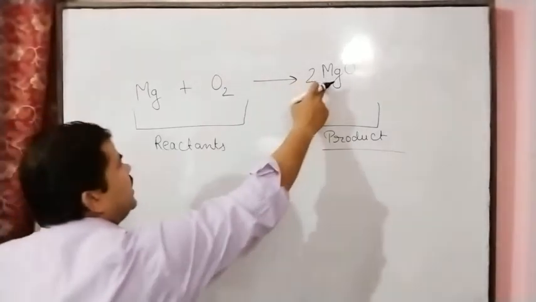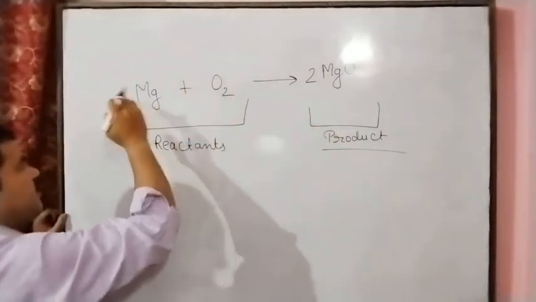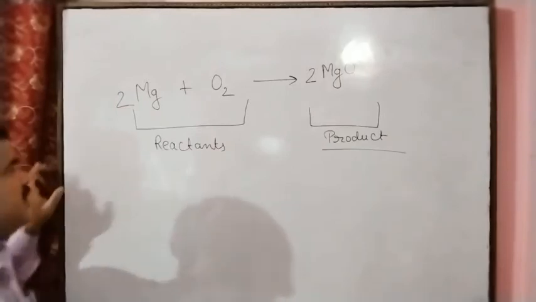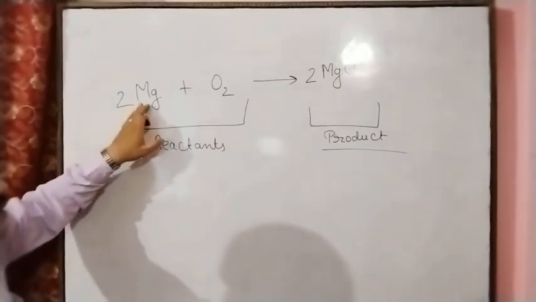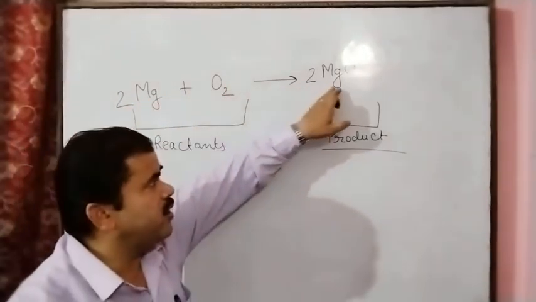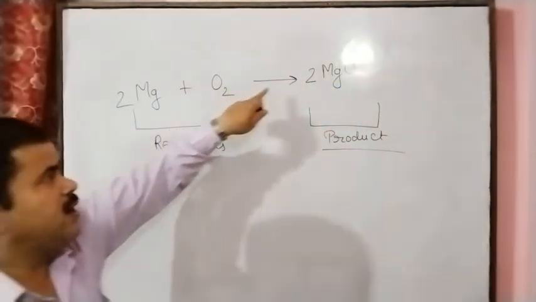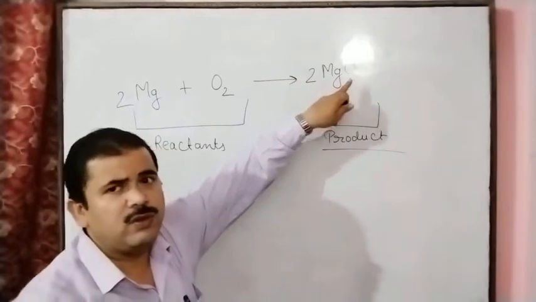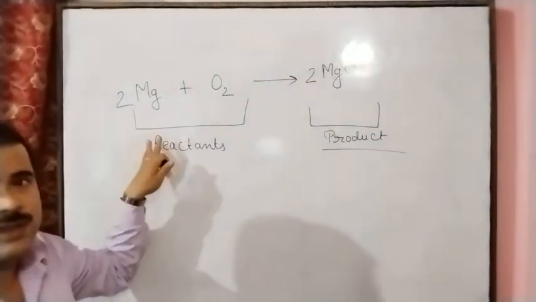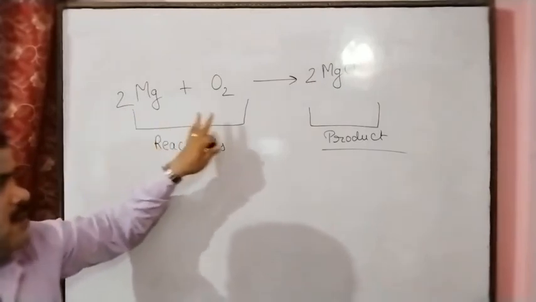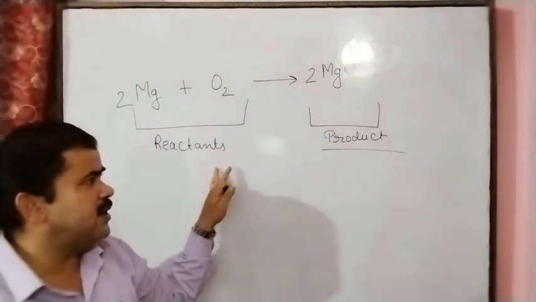So here 2 magnesium, and on the reactant side only 1 magnesium, so we will write 2 here. By writing the 2 we can see magnesium 2, and in the product side also magnesium 2, and oxygen here 2, and here also oxygen 2. So this is the balanced chemical equation. Totally, each element is balanced on the reactant and the product side.